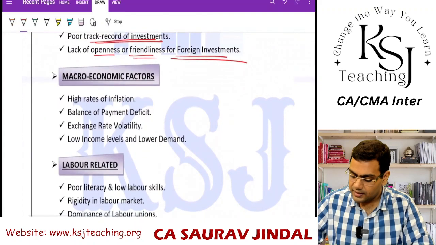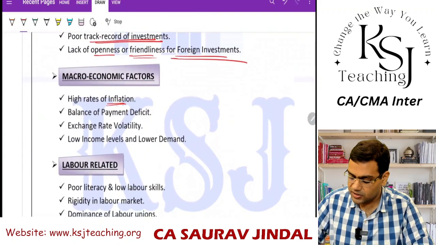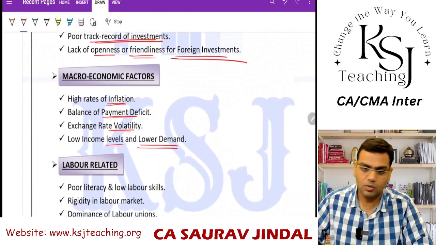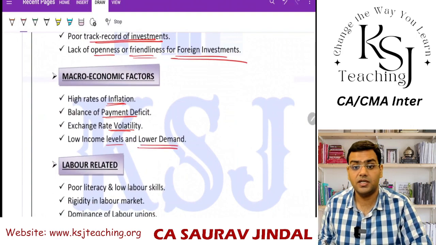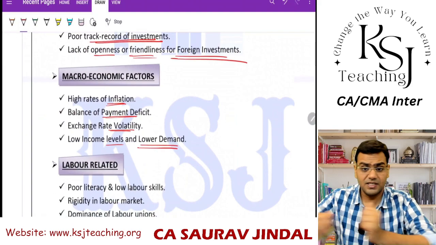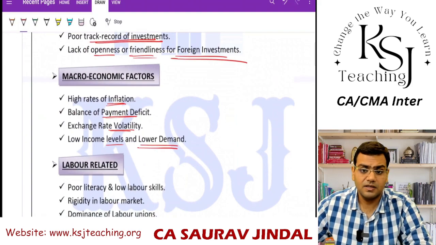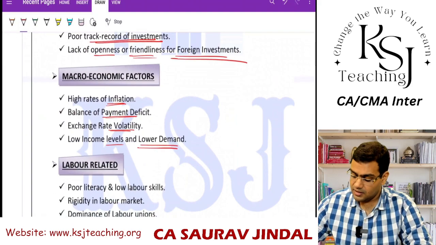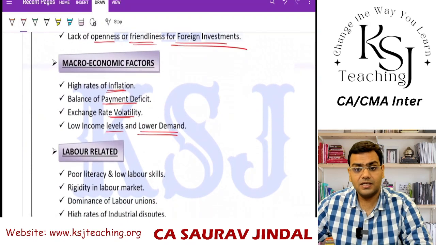The macroeconomic factors: high rates of inflation, the balance of payment deficit, exchange rate volatility, and the low level of income and the lower demand, right? If there is inflation in the country, why would someone invest, sir? Why would someone invest, right? The demand will be less. So exchange rate volatility is there.